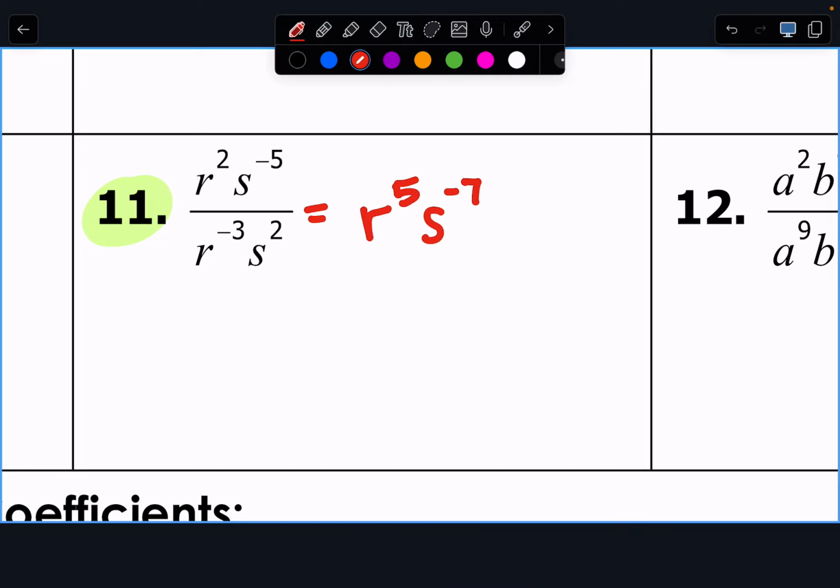Can we leave our answer like this? No. R to the 5th needs to stay, and s to the 7th will go to the denominator.